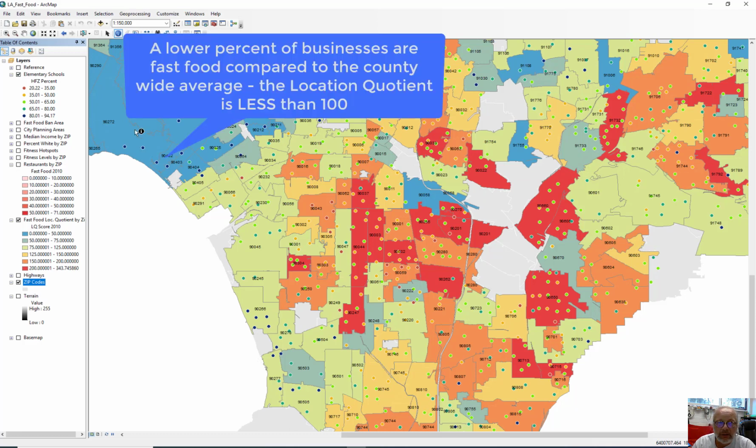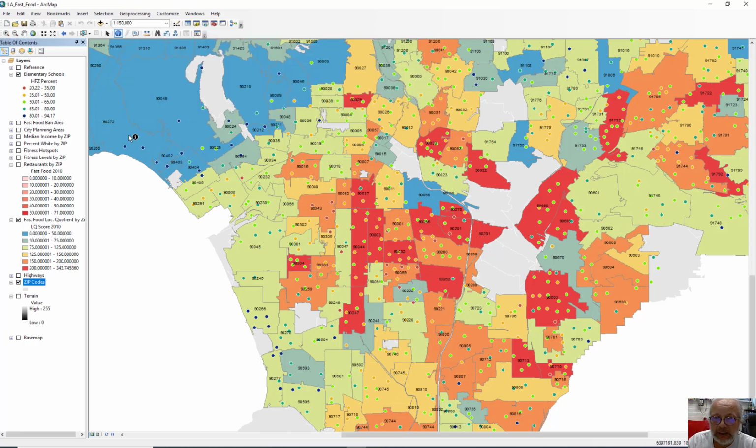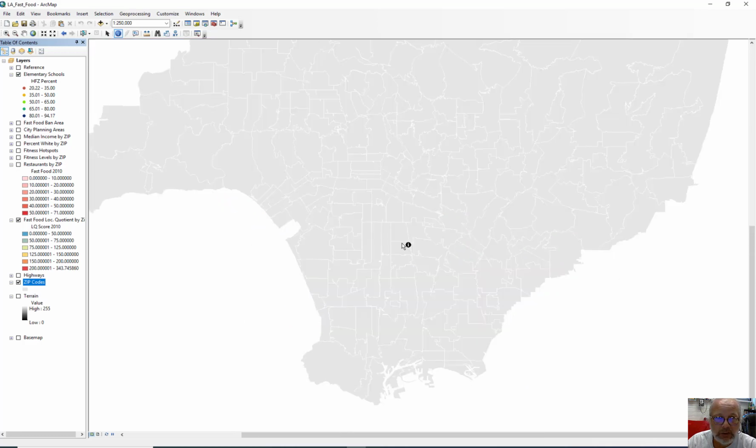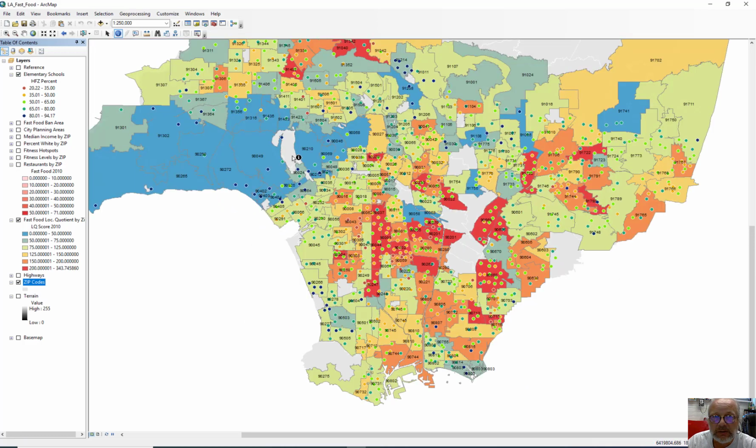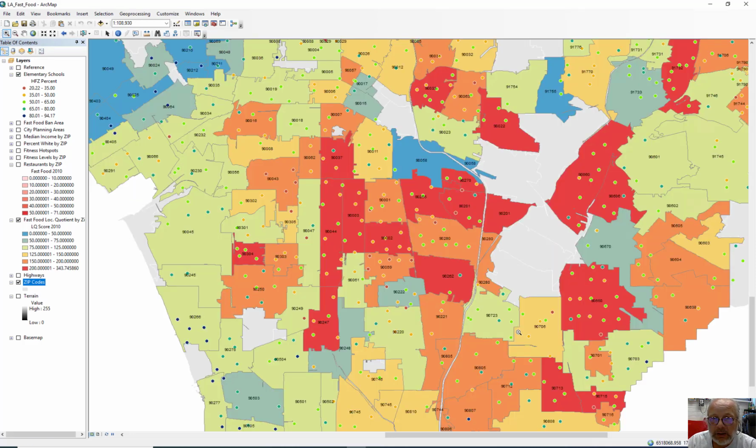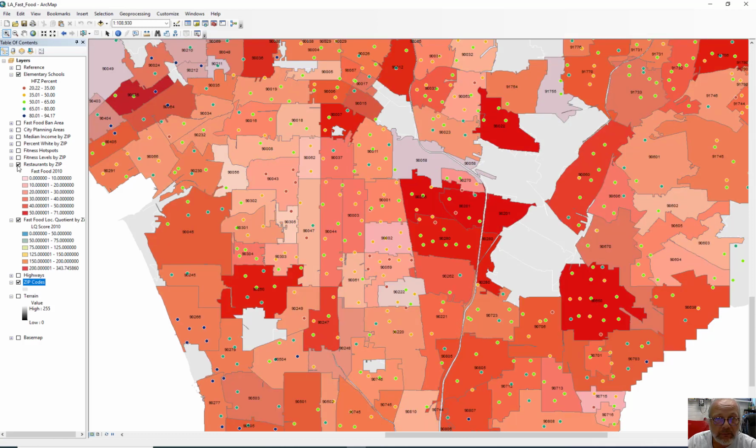percentage of fast food restaurants than you would expect given the county-wide average. These areas in blue have far fewer fast food restaurants than you would expect given the number of businesses, based on, once again, the entire county's pattern. And so these areas in blue have low location quotient scores, which means they have fewer fast food restaurants than the countywide average percent, and these areas in red have more. So this is a pattern that differs in many ways from the total number of restaurants.